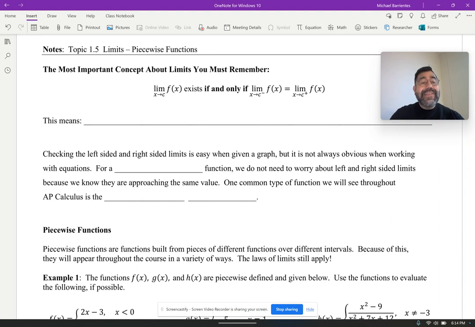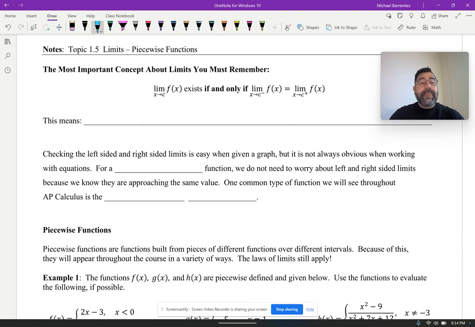I'm going to read this statement right here, and if you'll follow along, remember what the statement parts are saying. The limit of f of x as x approaches c will exist if and only if the limit of f of x as x approaches c from the left side is the same as the limit of f of x as x approaches c from the right side.